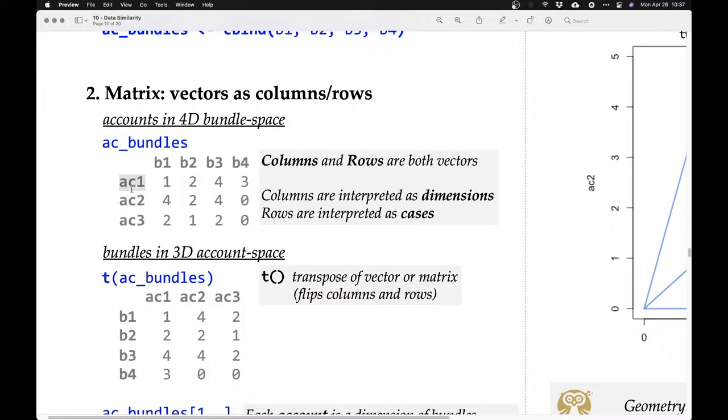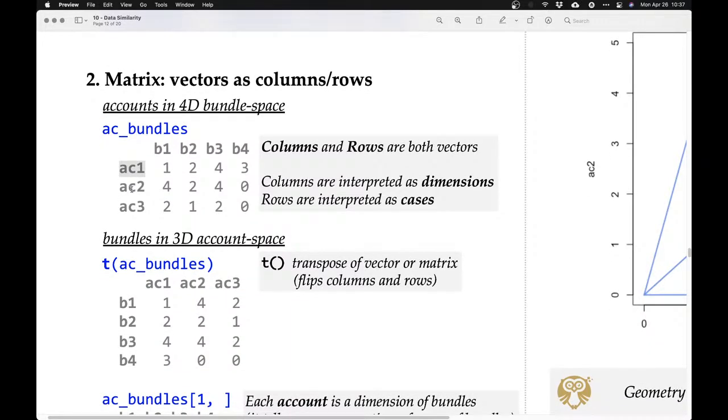So as unusual as it might seem, this data is in 4 dimensions. Dun, dun, dun. All right. This is 4-dimensional data. There's 3 accounts and they exist in 4 dimensions of bundle space. All right. That's a little weird to think about, right? Because typically when we think of dimensions, we think of 1 dimension, 2 dimensions, 3 dimensions, and that's the human experience, right? We don't really think of 4 or 5 or more dimensions. But these exist in 4 dimensions. Interesting.